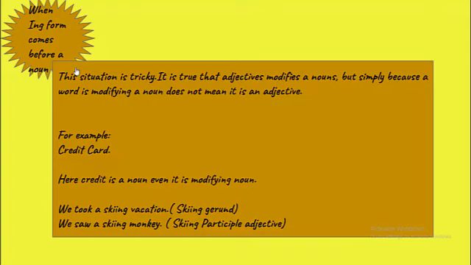We saw a skiing monkey. We took a skiing vacation. And in both cases, we can see skiing has been used as a modifying word. But in both cases, skiing is not being used as the same kind of word. In the sentence we took a skiing vacation, skiing has been used as a noun, as a compound noun.